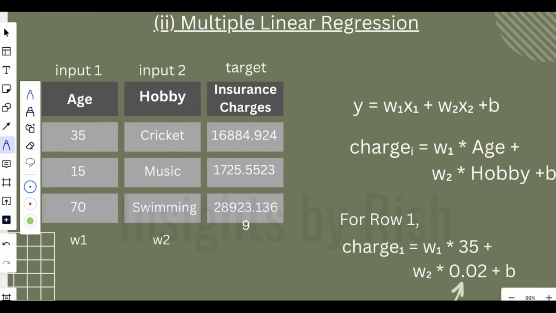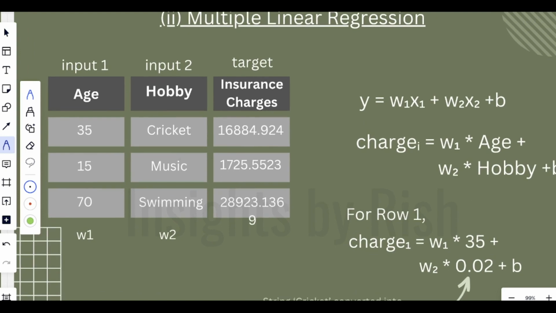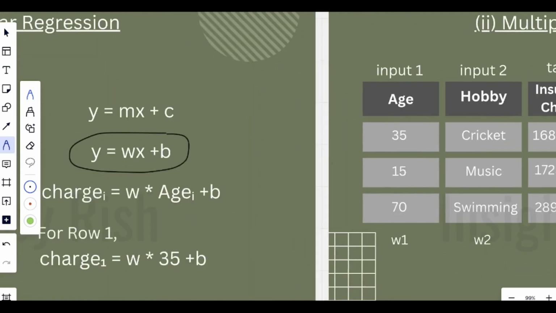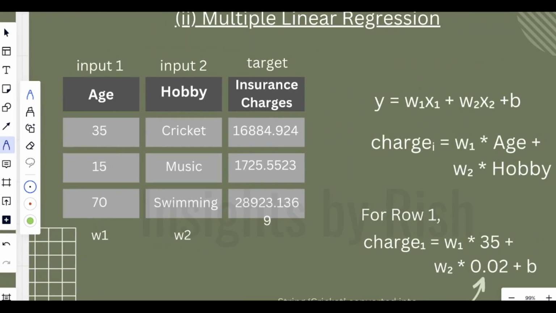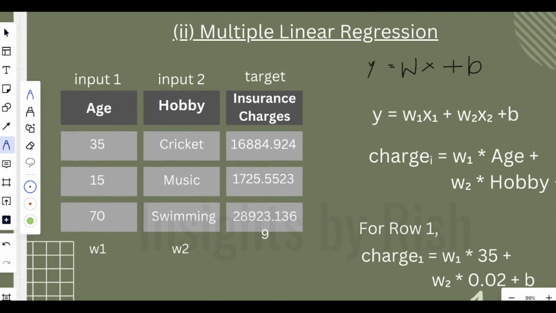Now, for example, here I have considered two input features, age and hobby, and I am predicting insurance charge based upon these two input features. So in this case, the simple line equation is extended. The normal equation that we had was y is equal to w into x plus b. This was a simple line equation that we had in simple linear regression. Now, in multiple linear regression, we expand it to n number of points.